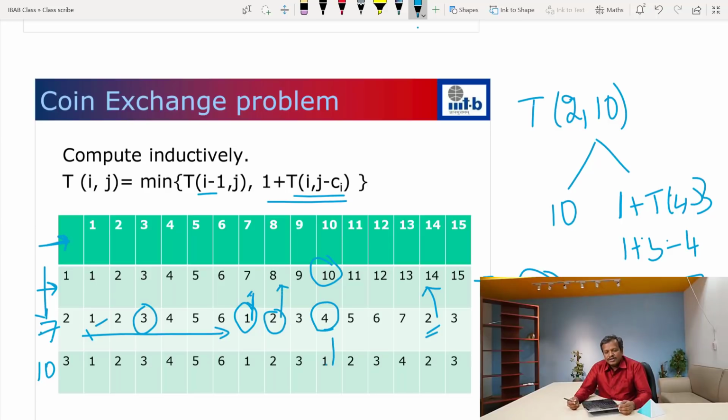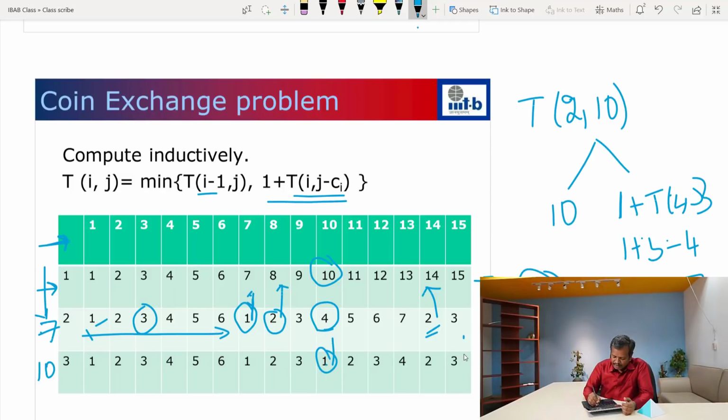But if I have to pay for 0, then the number of coins used is 0, right. So I will end up picking the minimum of 1 comma 4, which happens to be 1. Which essentially means that if I have to pay for 10 using the first 3 coins, you can just use only one coin to pay for this. And so let's look at one last example.